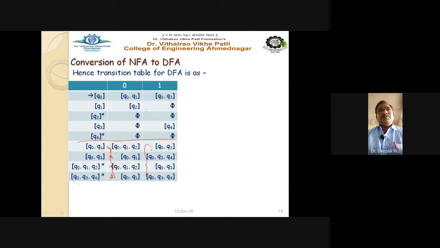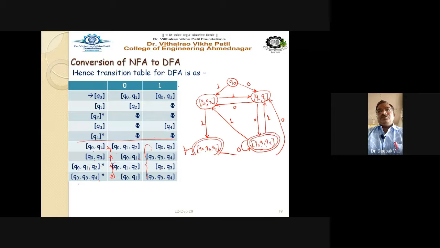From this transition table, it is easy to draw the transition diagram for the resultant DFA. So the diagram is drawn like this. This is called the final DFA. Q0 on 0 goes to [Q0, Q1], and on 1 it goes to [Q0, Q3]. So write it here.